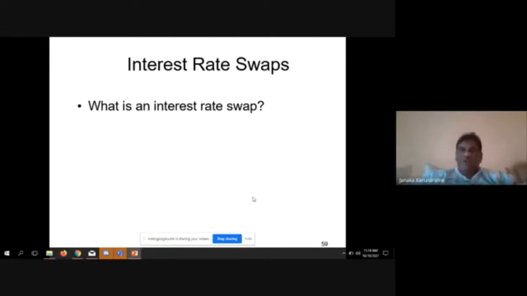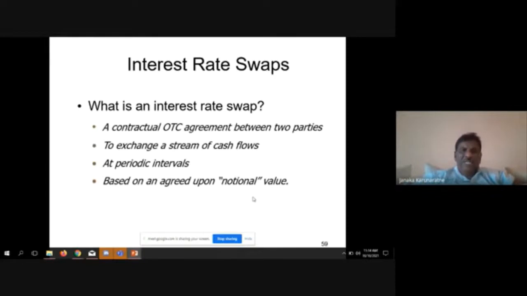Now, swaps are very famous these days. In the market there is also a lot of talk about the Chinese swap, the Bangladesh swap, and so on. Those are really currency swaps, right? When you talk about swaps, there are 2 kinds: interest rate swaps and currency swaps. An interest rate swap is based particularly on interest rate changes. It is a contractual over-the-counter agreement between two parties. Again, not like futures, these are over-the-counter.